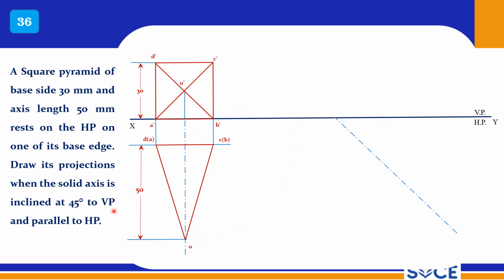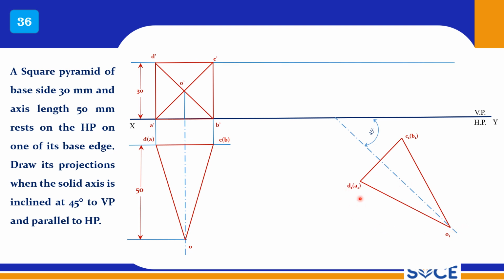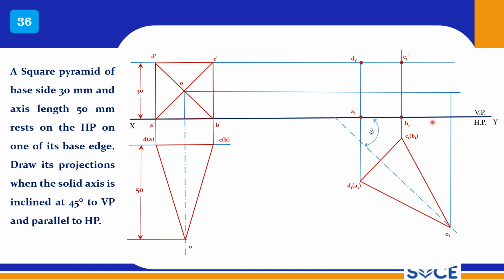Now reproduce this at 45 degrees to VP. So this is 45 degrees to VP. Draw this line somewhere away, and this height can be measured along this line, and you can join the apex. You mark all the points and draw the corresponding projectors from the simple front view and tilted top view. So you will get all the points here. So this is D, and you have A here, and you have B, and this is C, and you get O here. This is O dash, O1 dash.